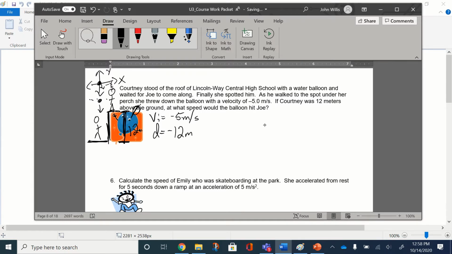What is the velocity of the water balloon as it hits Joe? So my final velocity is what they ask me to solve for. And there's one variable that is not included here because it doesn't need to be included. It's one of those things that we always know to be true. Lincoln Way Central, last time I checked, as well as everyone who's ever been named Courtney or Joe, maybe in orbit around, but at least all of those individuals have been on Earth.